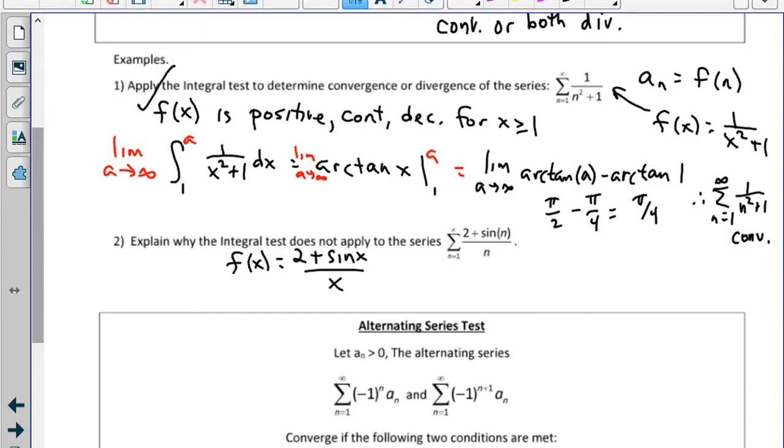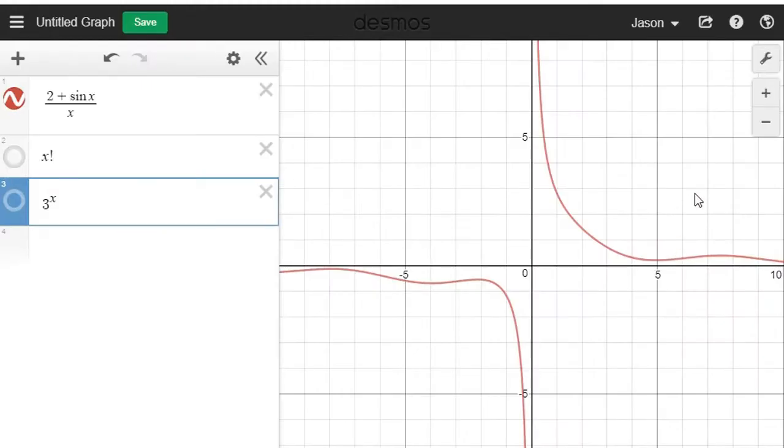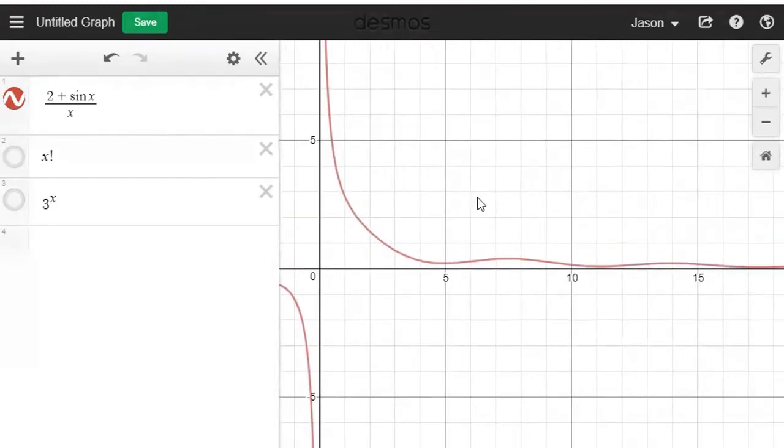It is continuous, but it is not always decreasing. And you can tell because sine is an oscillating function, and since sine is an oscillating function, it's not always going to be decreasing. If we look at it, it is positive for all values greater than 1, but as you can see, it is not always decreasing. There are periods of time where it is increasing.